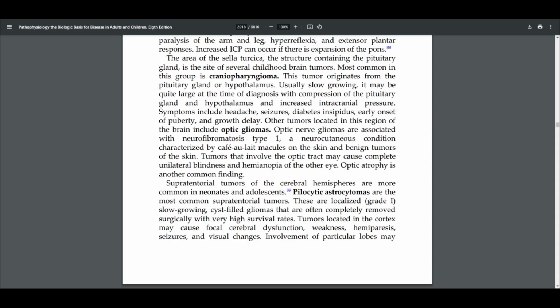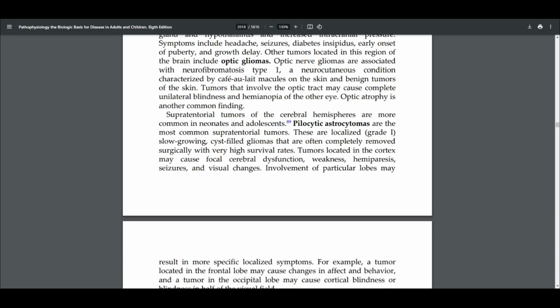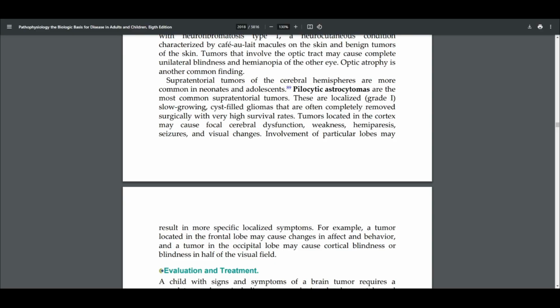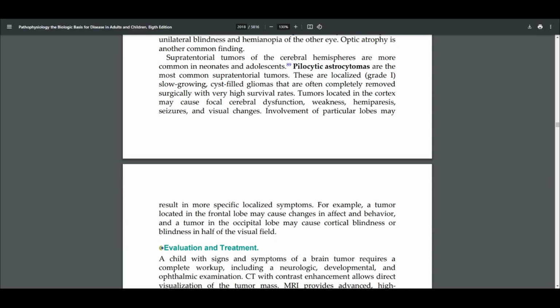Supratentorial tumors of the cerebral hemispheres are more common in neonates and adolescents. Pilocytic astrocytomas are the most common supratentorial tumors. These are localized grade 1 slow-growing cyst-filled gliomas that are often completely removed surgically with very high survival rates. Tumors located in the cortex may cause focal cerebral dysfunction, weakness, hemiparesis, seizures, and visual changes.